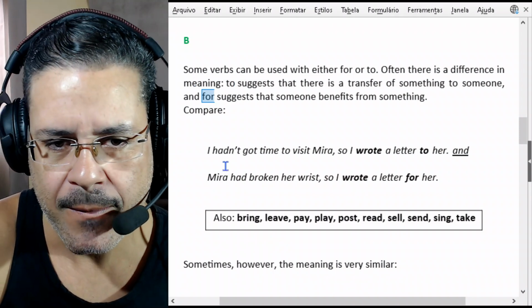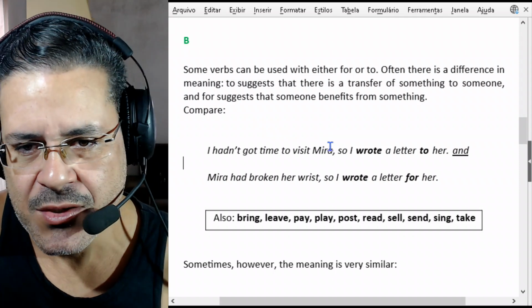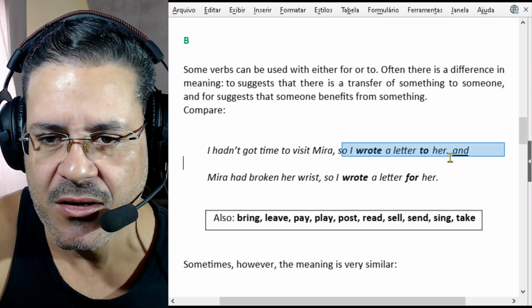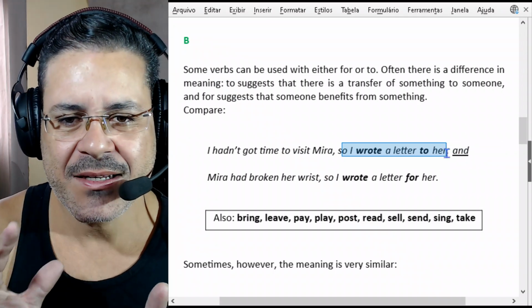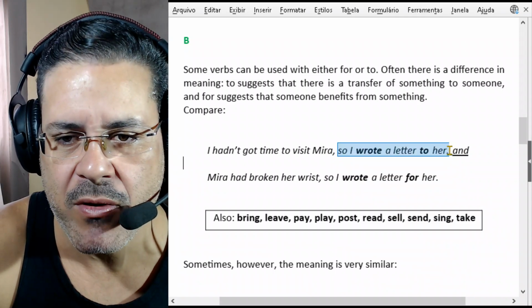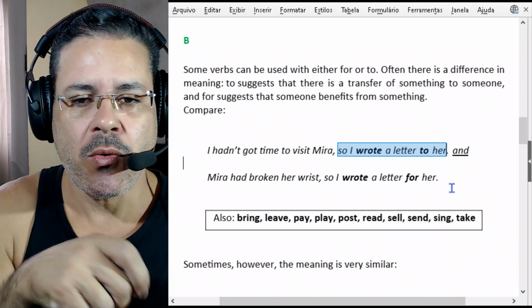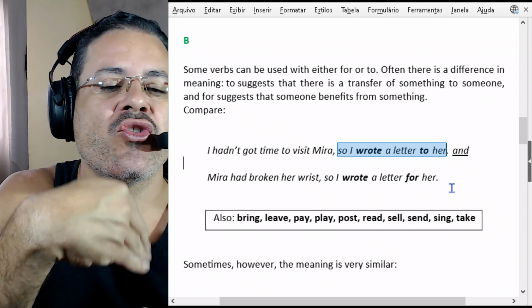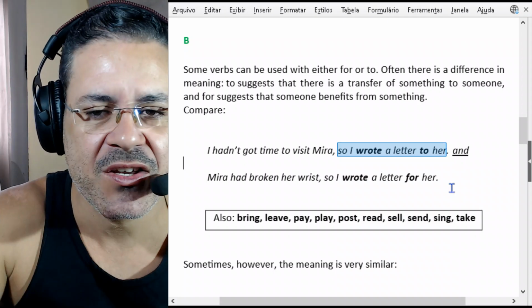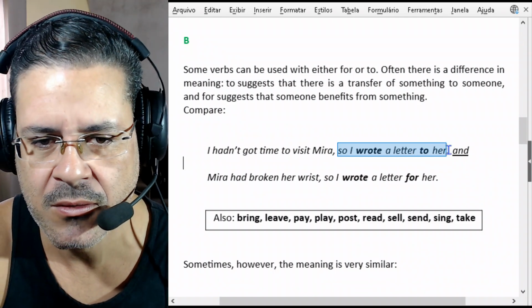Compare. I hadn't got time to visit Mira, so I wrote a letter to her. So notice that there's a transfer. I wrote a letter to her. There's a transfer, so we use to.